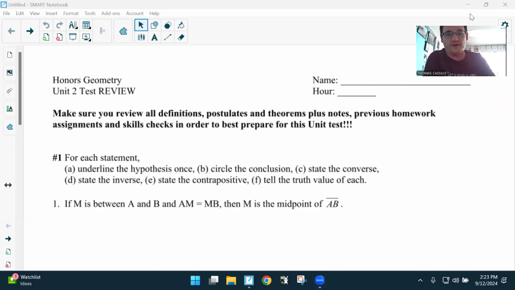Here we go. We got a new and probably not improved Zoom. So we're going to see how well this works. This is our Unit 2 test review.